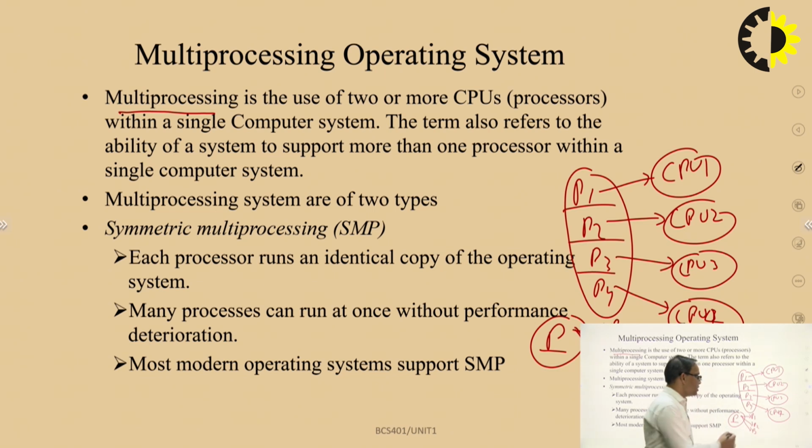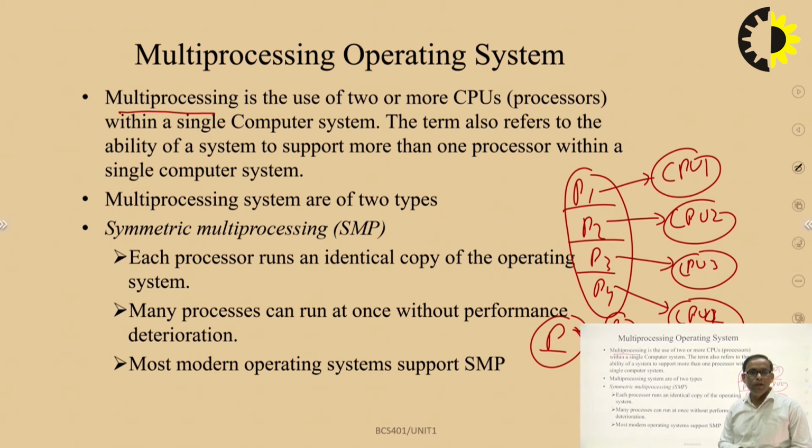Now these subtasks or sub processes can be assigned to different processors, CPU1, CPU2 and CPU3. Okay, so execution of different subtasks of a particular process on different processors is also a scenario of the multiprocessing environment. And multiprocessing is basically of two types. The first one is symmetric multiprocessing and the second one is asymmetric multiprocessing.